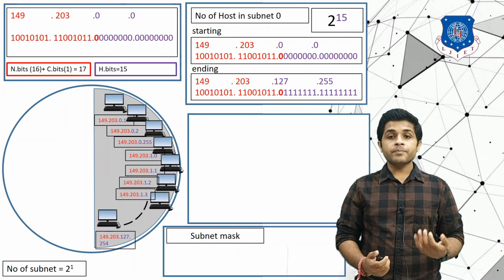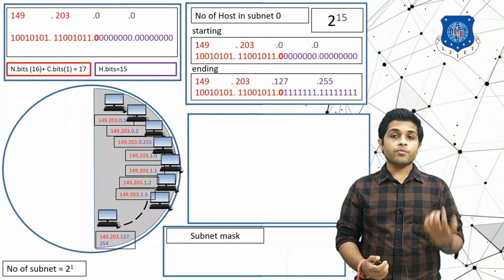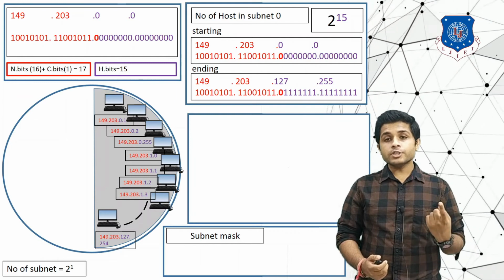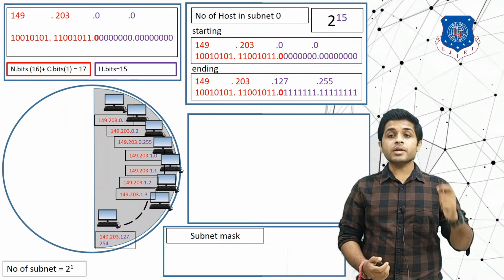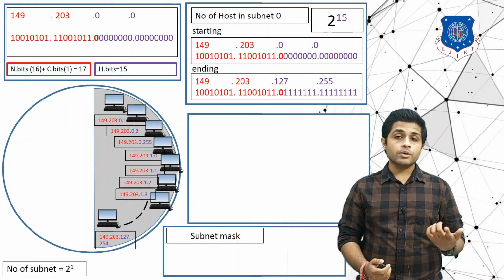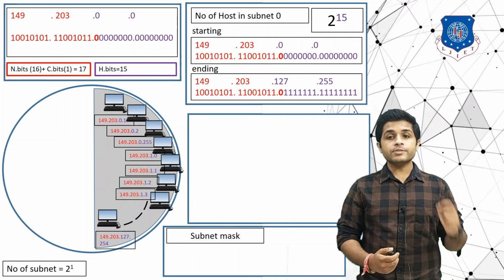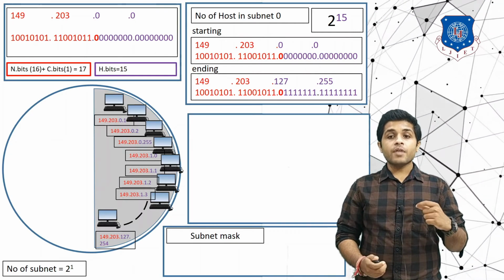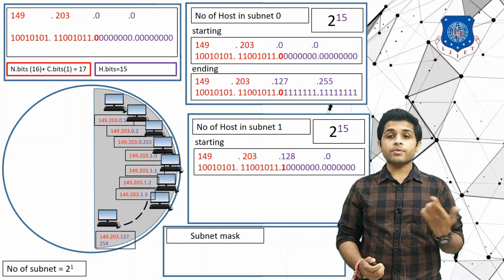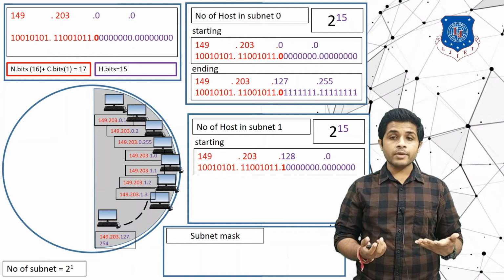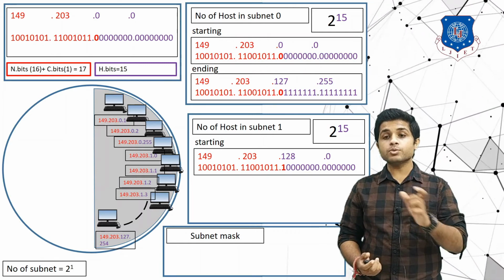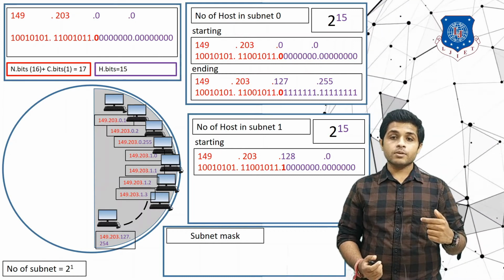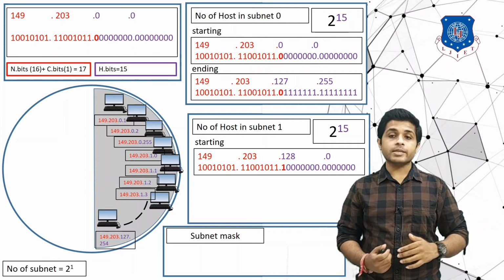Now I want to find the first address in subnet 1. To find it, the first thing you can do is increment 1 to the last address in subnet 0. What is the last address in subnet 0? It is 149.203.127.255. If you increment 1, you will get the first address in subnet 1. Or, another way, you can set all the host bits to 0 and change the value of the converted bit from 0 to 1. By that too, you can get the first address in subnet 1.